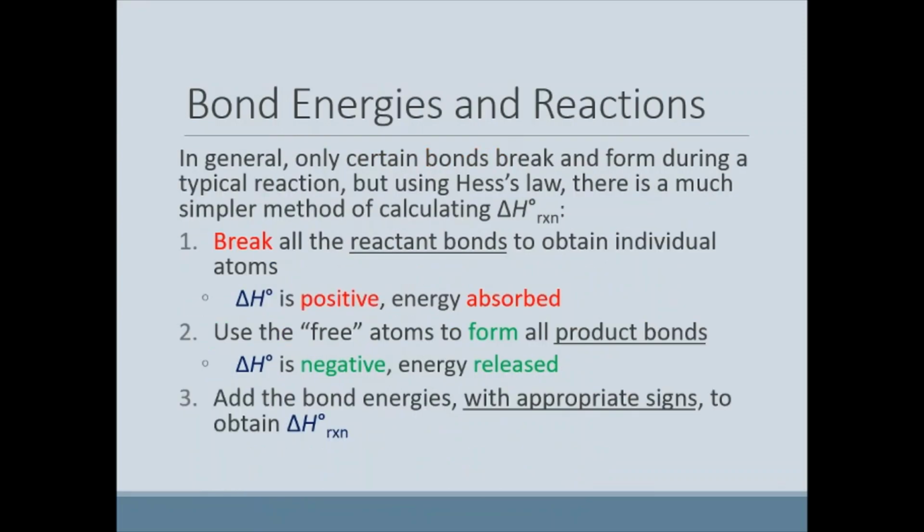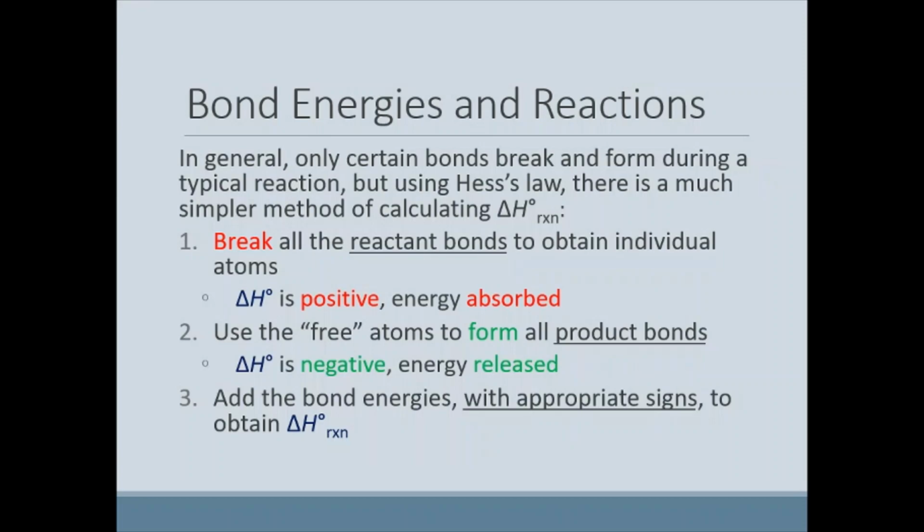When we look at these things, generally only certain bonds break and form. But luckily for us, using Hess's law, we can break and form whatever we want as long as we end up with the correct answer. In these steps, and I have two examples here to walk through them, the first thing you're going to do is break all the bonds of your reactants. First, figure out what's connected, and then just break them. Generally for these types of problems, you'll be given bond energy. So the main thing you have to remember is bond breakage is going to be an endothermic reaction, so you need to have a positive value for these.